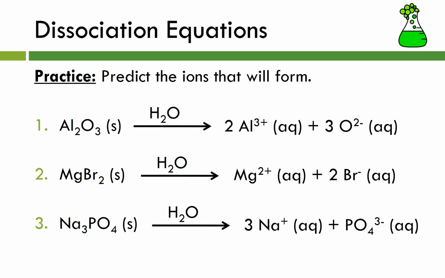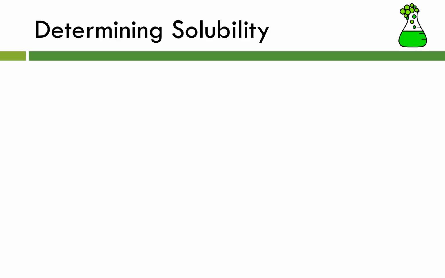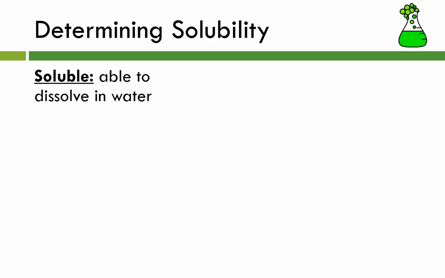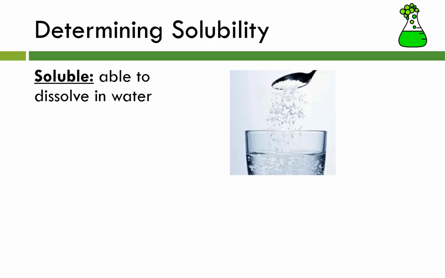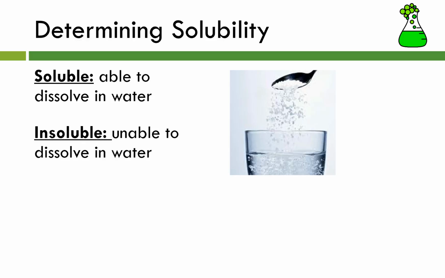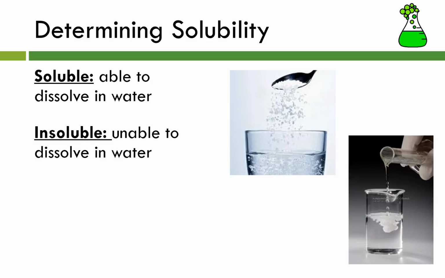This is the first step. You've got to be able to take your reactants and break them up into ions. In order to figure out if something's going to be soluble in water or not, this is called determining its solubility. So soluble means able to dissolve in water. So something like salt is soluble in water. Insoluble is unable to dissolve in water.